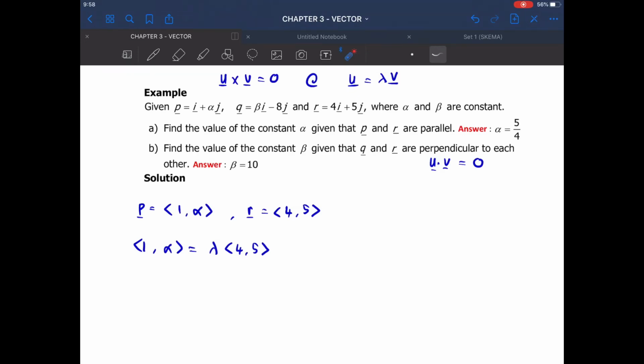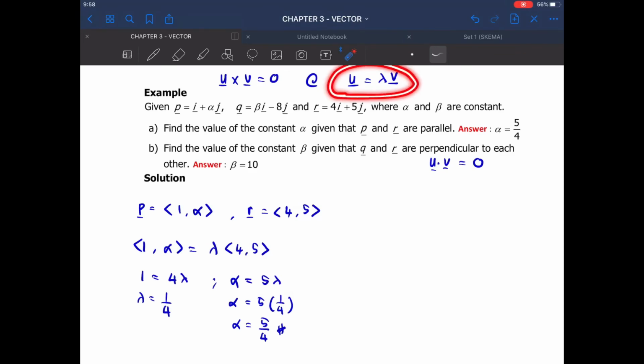So now we want to find the value of alpha such that the lambda is equal. So 1 is equal to 4 lambda. Alpha is equal to 5 lambda. So lambda is equal to 1 over 4. Alpha is equal to 5 multiplied by 1 over 4. So alpha is equal to 5 over 4. So by using the first technique, vector u is equal to lambda v, we obtain alpha is equal to 5 over 4. So now we will use the second technique, vector u cross vector v is equal to 0.